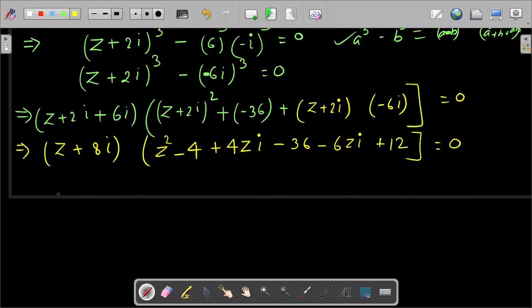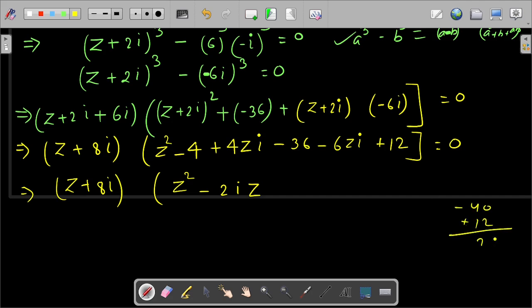So let us simplify more. So this will be z plus 8i, and this will give us z square minus 2iz, and this will minus 2iz, and this 36 minus 36 minus 4 minus 40 plus 12. What will it be? It will be 28, minus 28. So this will be minus of 28, should be equal to 0.